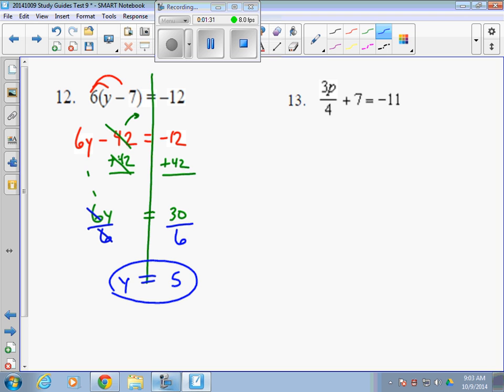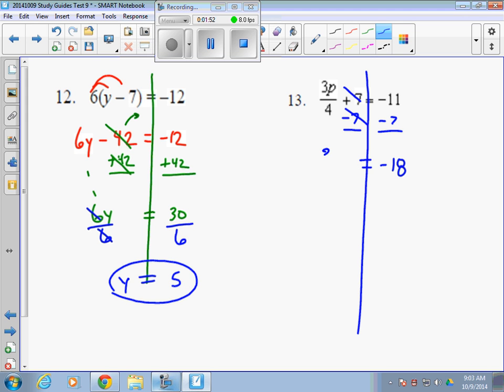Number 13, again, you're undoing any addition and subtraction first. So undo plus 7 by subtracting it. If you do it to the left, do it to the right. Negative 11 minus 7. You're adding the absolute values now. 11 and 7 is 18, and you're keeping the common sign, negative. Equals. 7 minus 7 canceled out. That's why we did that.